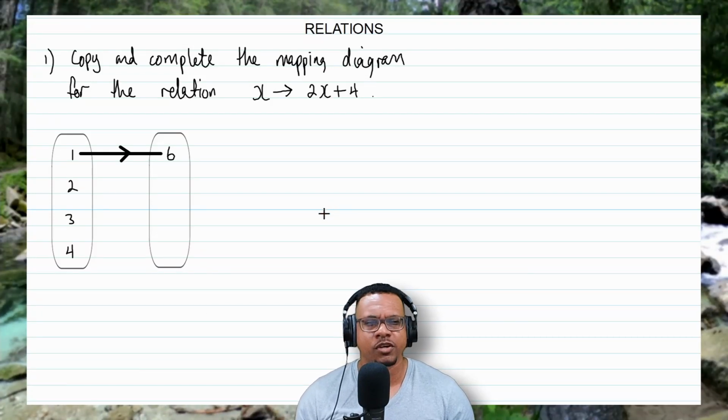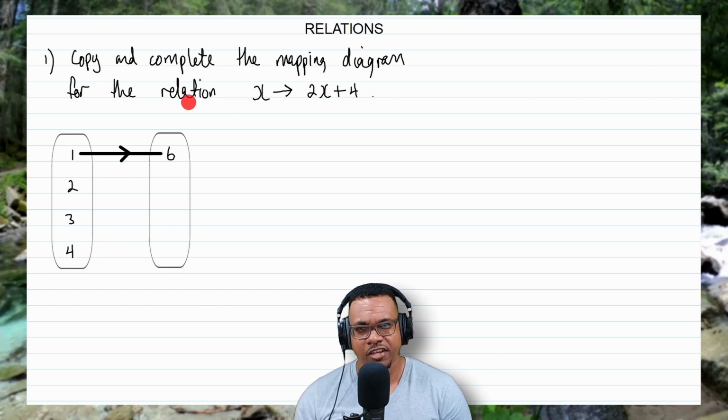In this video, we are going to continue the topic of relations. So here I have to copy and complete the mapping diagram for the relation x is mapped to 2x plus 4, and this is how you read this. This x here would be the domain, this arrow would mean maps to, and this 2x plus 4 would be the range.